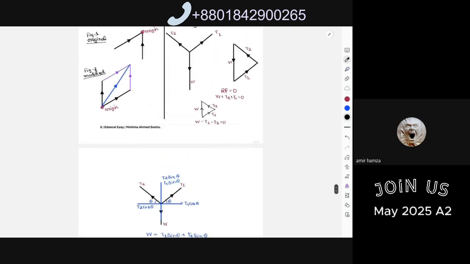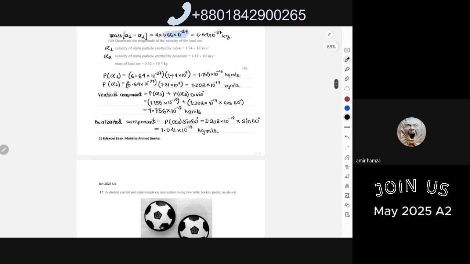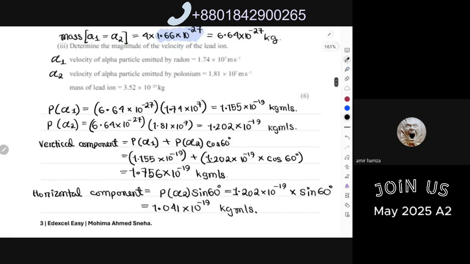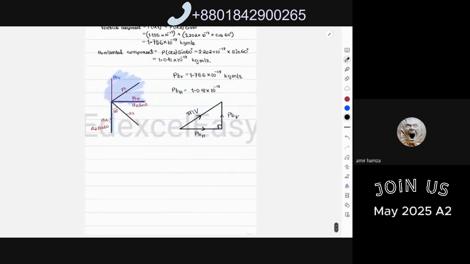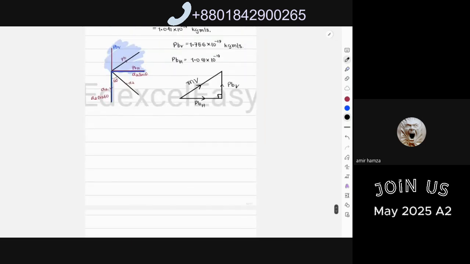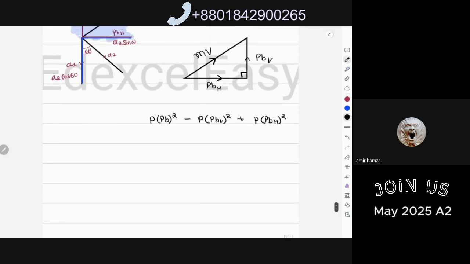It was also given over here, right? I completely forgot about that. 3.52 into 10 to the power of negative 25 kg. Okay. Now for this situation, this is how it will be actually. The actual momentum for lead whole square is equal to the momentum for the vertical component whole square plus the momentum for the horizontal component whole square. I'm really sorry. I forgot that it was actually in terms of momentum, not in terms of velocities.